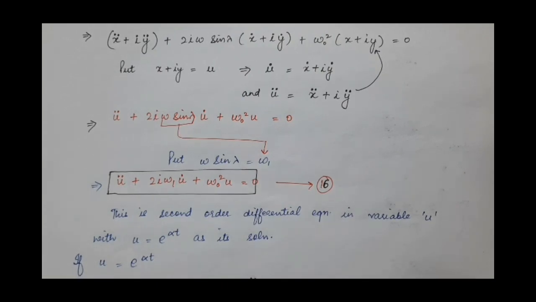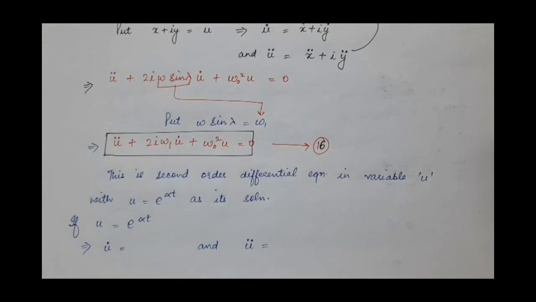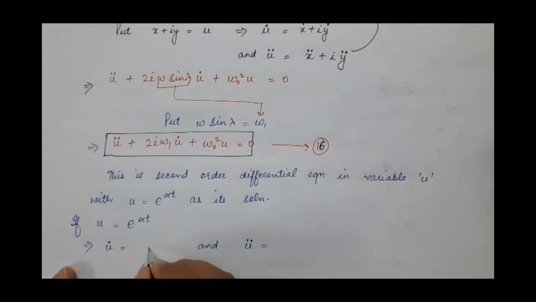And if u is equal to e raised to power alpha t, what will be the value of u dot? U dot will be equal to the differentiation of e raised to power alpha t, which is e raised to power alpha t. Then differentiation of alpha t will be alpha. And e raised to power alpha t is u. So it is equal to alpha u.